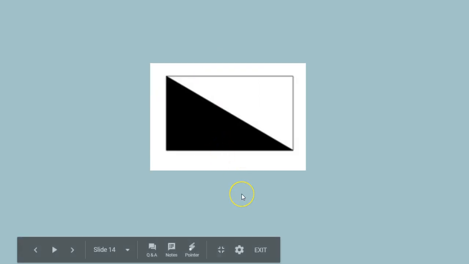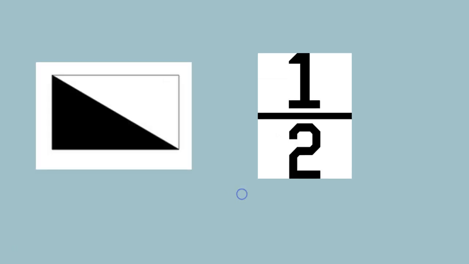Our next example, what fraction of this rectangle is shaded? The correct answer is 1/2. And our final example, what fraction of this rectangle is shaded? The correct answer is 1/4.